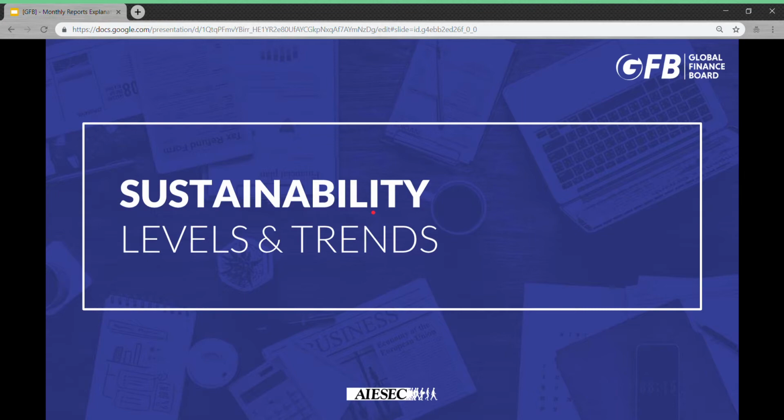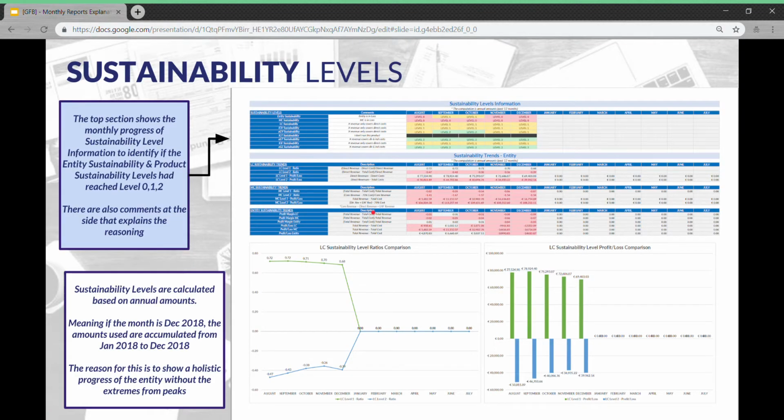Alright, sustainability levels and trends. The next page after that one is the sustainability levels information, where the top section shows the monthly progress to identify if the entity sustainability and product sustainability had reached level 0, 1, and 2 in certain months of the term. There are also comments on the side, this part right here, that explain the reasoning.